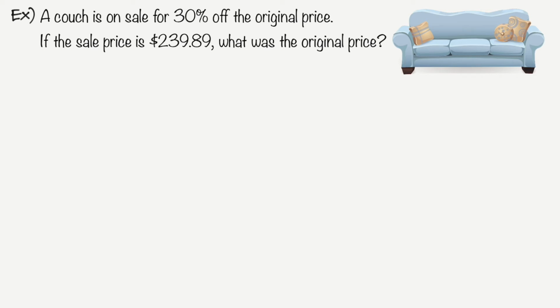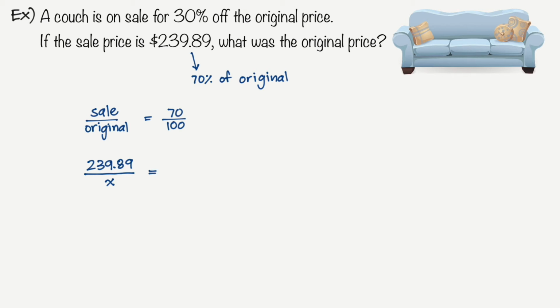A couch is on sale for 30% off the original price. If the sale price is $239.89, what was the original price? So again, the sale price is showing me that that is 70% of the original price. So like we just did, let's set up a proportion comparing the sale price to the original price, which would be 70% out of 100. So I'm going to replace that with the 239 and 89 cents over X.